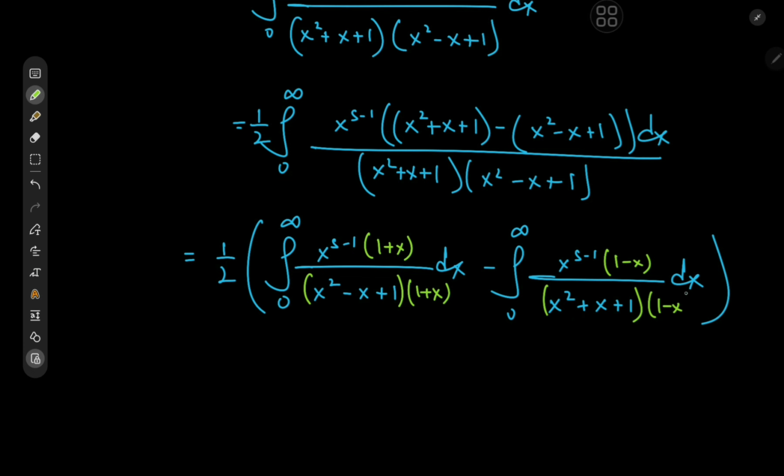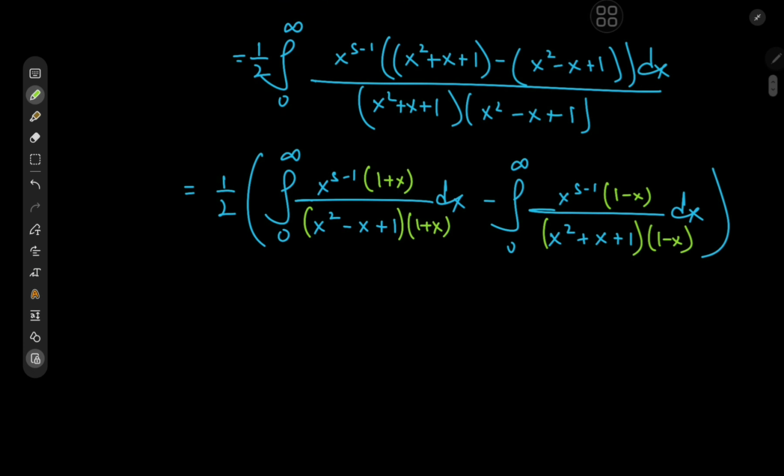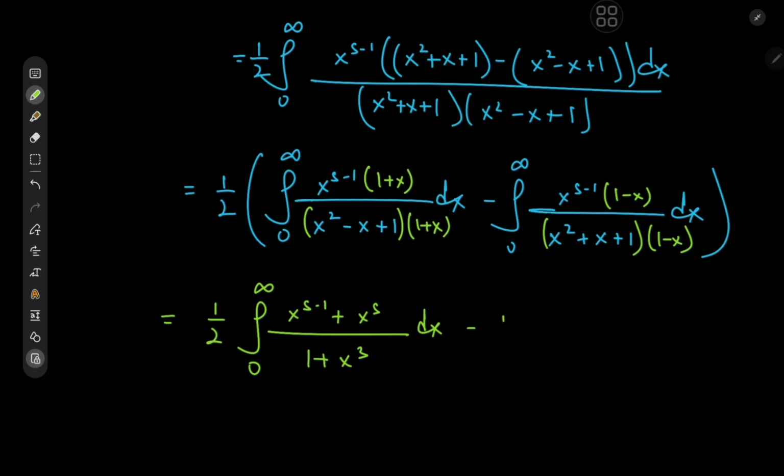That would be quite useful indeed, because that means we now have 1/2 times the integral from 0 to infinity of x to the s minus 1 plus x to the s, and downstairs we would get 1 plus x cubed. And then we have minus 1/2 integral 0 to infinity of x to the s minus 1 minus x to the s divided by, in this case, 1 minus x cubed dx.